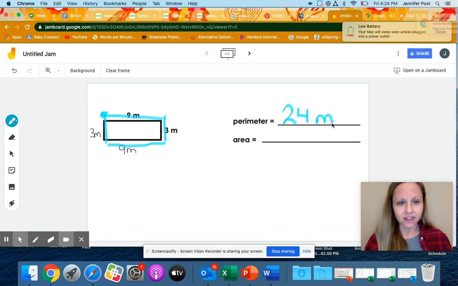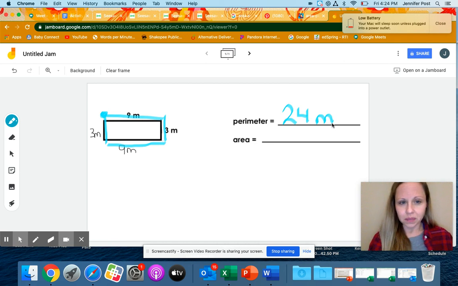Okay, now to find the area, I know the formula tells me that it's the base times the height. Some of you may have also heard the length times the width. It's really the same thing, right? We've got the height, or the length, is 3 meters times the base, or the width, is 9 meters. So to find the area, I need to do 3 times 9. And I know that is 27.